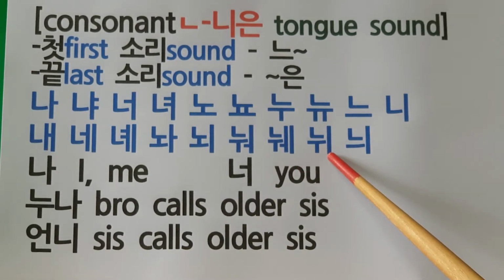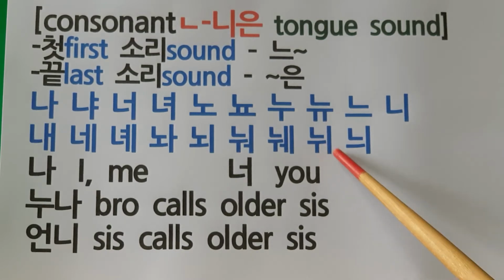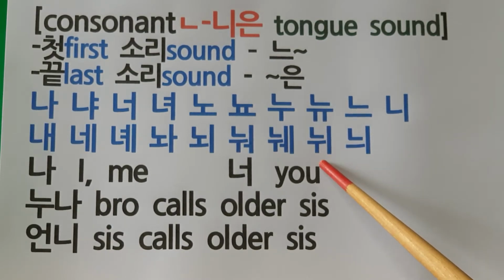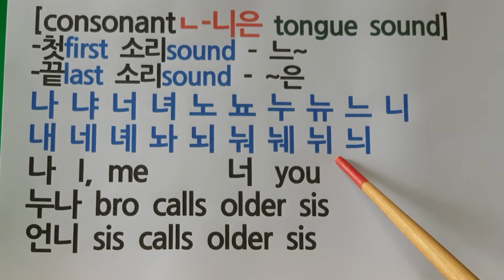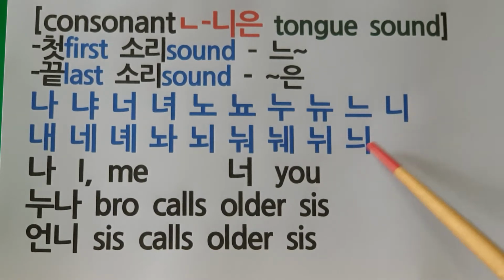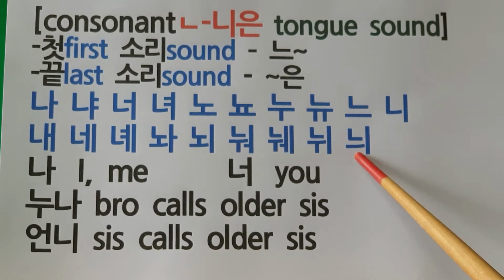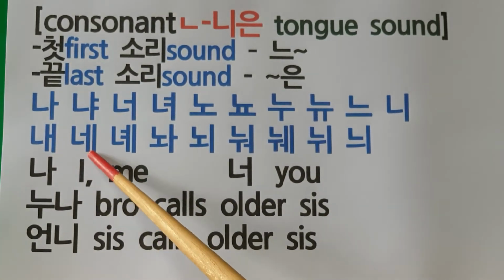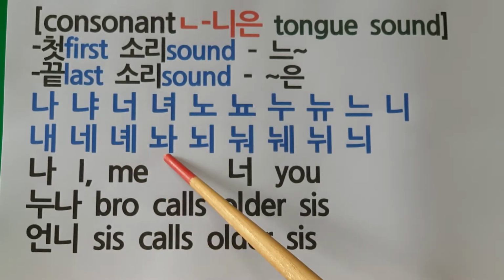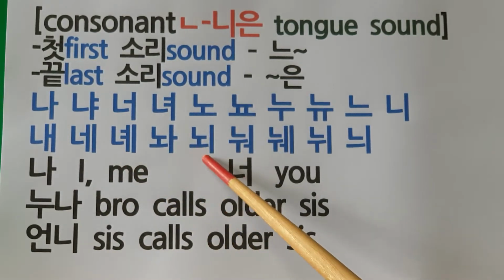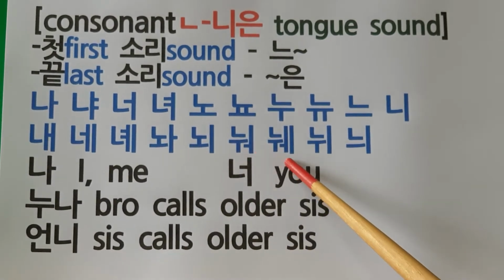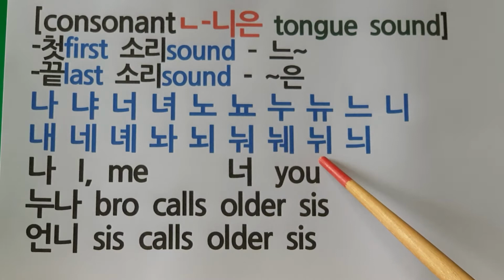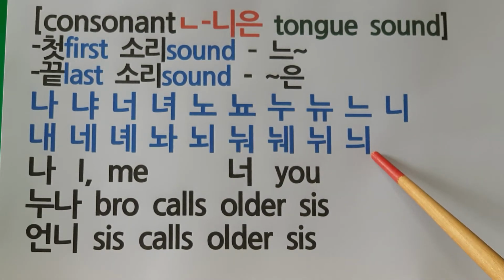This is nui. Ui, nui. Not nu-i. You pronounce it at once. Nui. This is ni. Same sound. Ni. Once again. Ne. Nye. Noa. Nue. No. Nue. Nui. Ni. You get it? Can you practice?